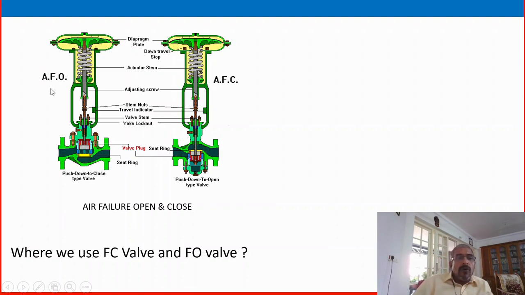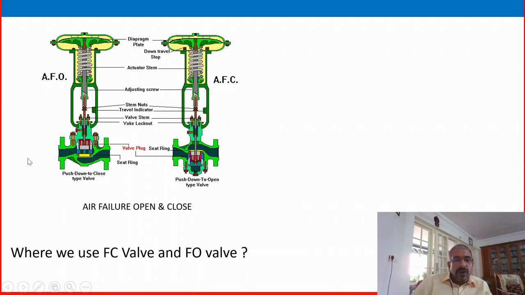So AFO, what is AFO here? Where is the air supply? It is a push down to close type valve. Here it is a push down to open type valve. So AFO is air failure to open, push down to close. So when the air fails, it will open. Push down to open type valve is AFC, air fail to close.